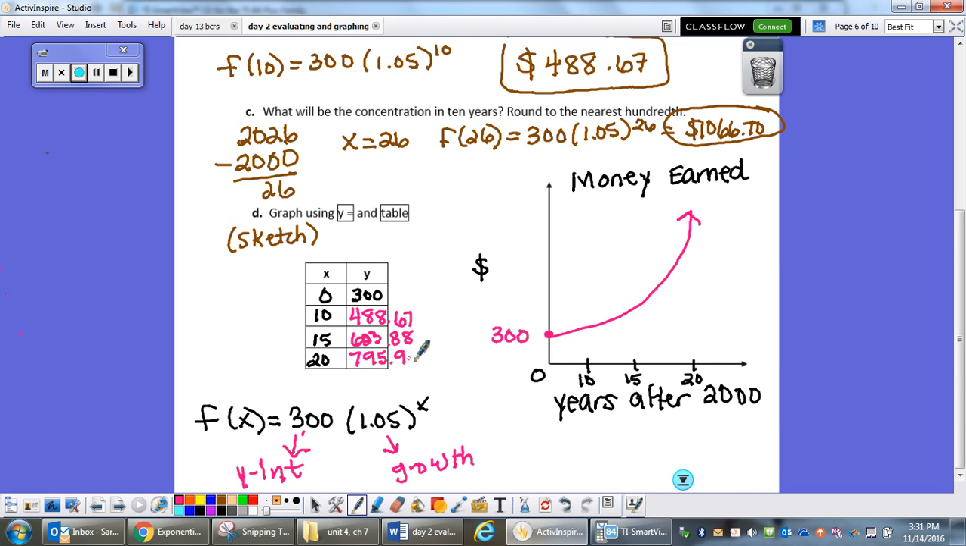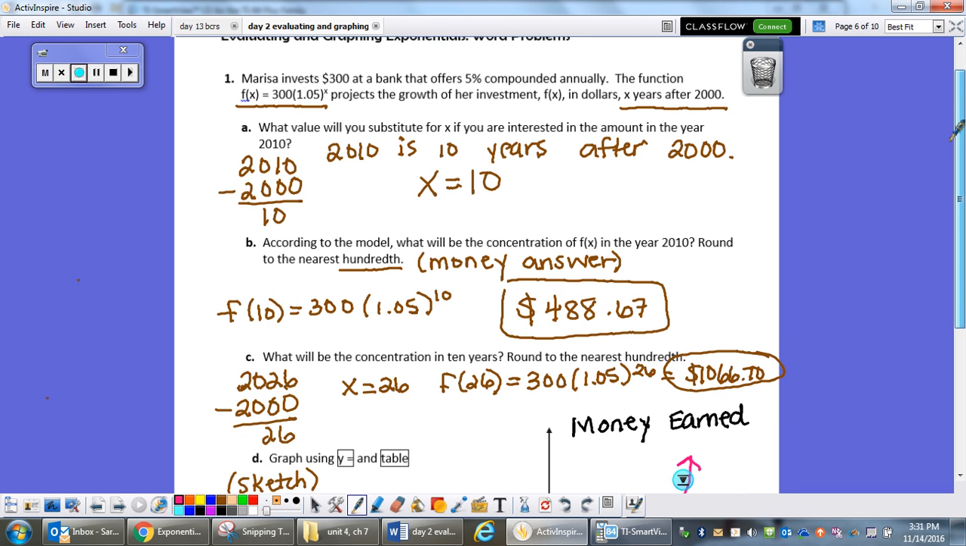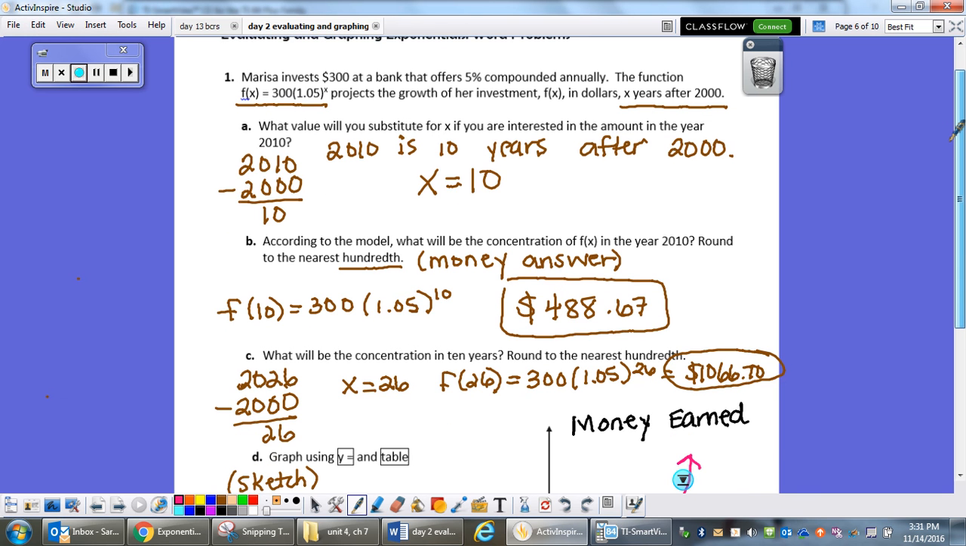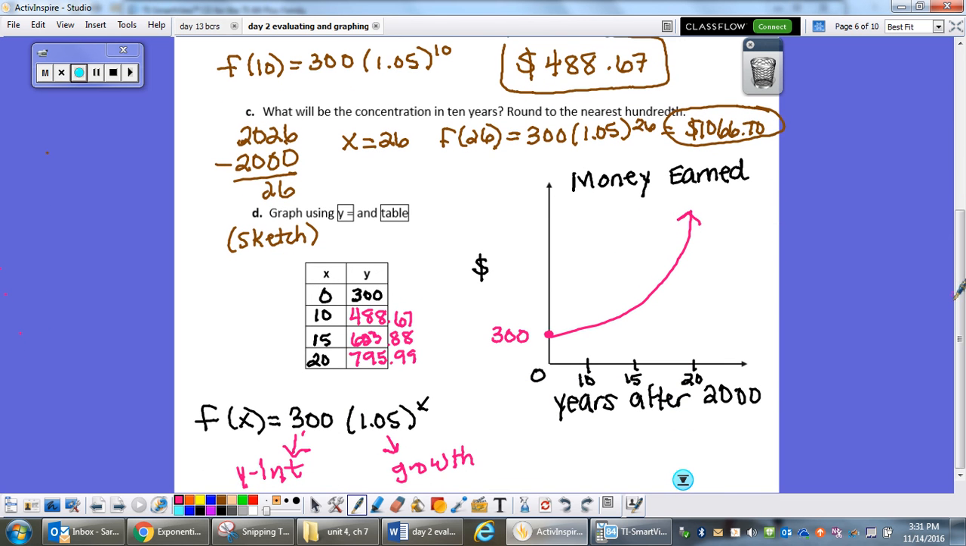So this is how a real-life example works. Notice we have labels, we have rounded correctly, and we're in money and years. So there's a good example for you to go off of.